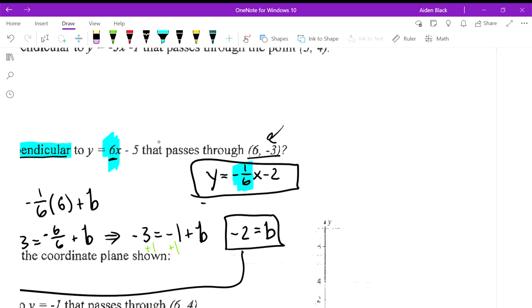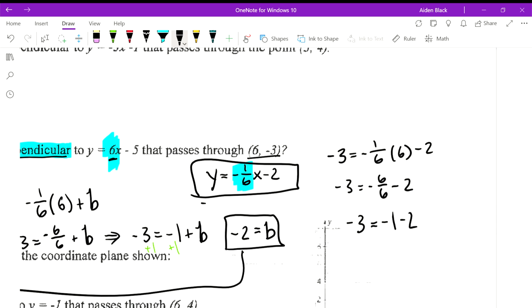Now let's double check, if we have time, that this equation is true if we plug in this point. So negative 3 is equal to negative 1 over 6 times 6 minus 2. Negative 3 is equal to negative 6 over 6 minus 2, which gives us negative 3 is equal to negative 1 minus 2. Negative 1 minus 2 is negative 3, so this is true. Cool. All good. Move on to the next question.